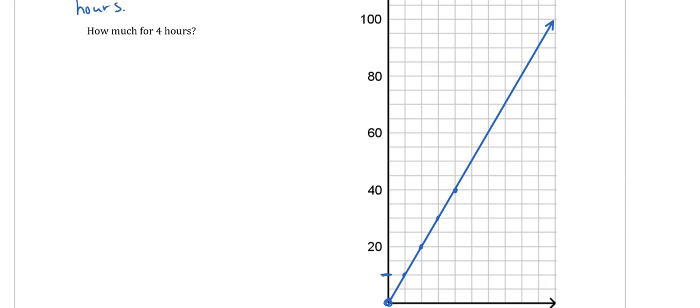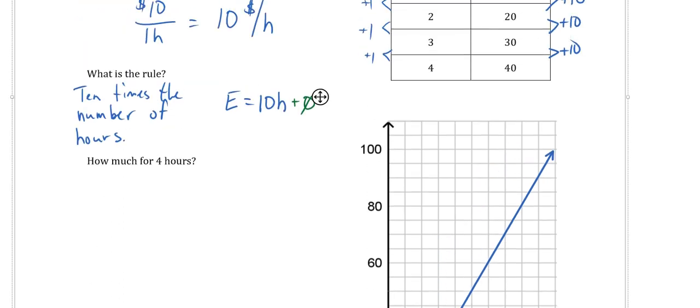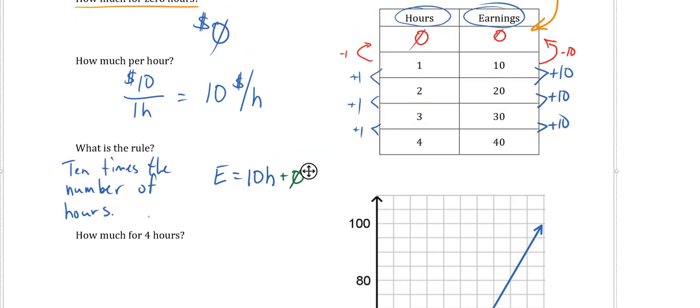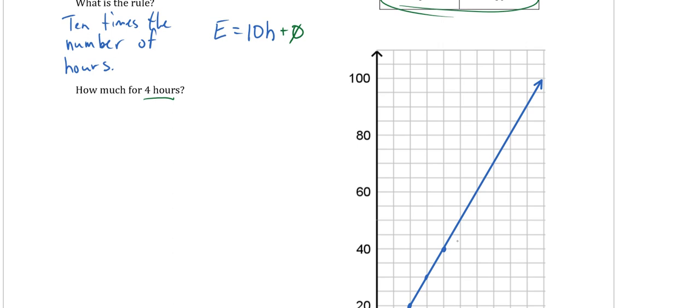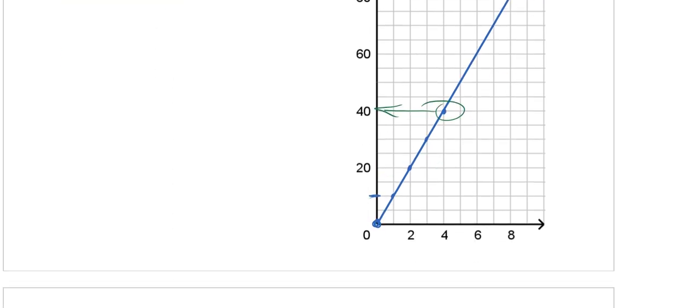So how much for 4 hours? We have an answer for that? Jacob, what's the answer for that? 40. $10 an hour for 4 hours. $40, right? Doesn't that make sense? Look, it's in the table. How much for 4 hours? It's there. $40 for 4 hours.